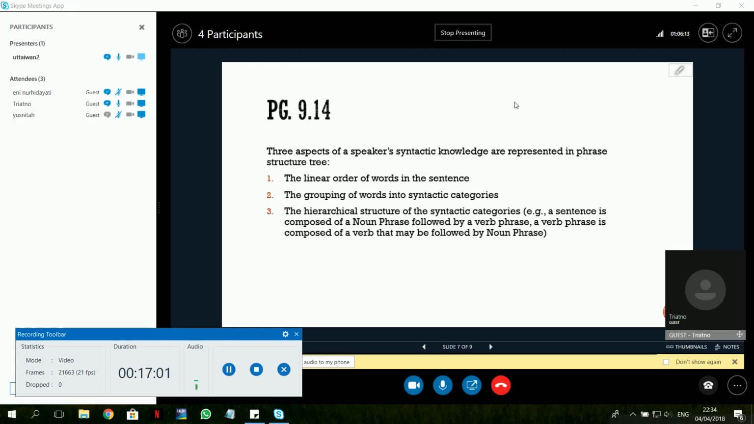Ini saya akan highlight kalimat yang di bold. Those two bold words. Every higher node is said to dominate all the categories beneath it. Verb phrase dominates verb, noun phrase, and prepositional phrase, and also dominates determiner, noun phrase, and prepositional phrase, and so on. Jadi ini bagaimana aturan-aturan ini bekerja.